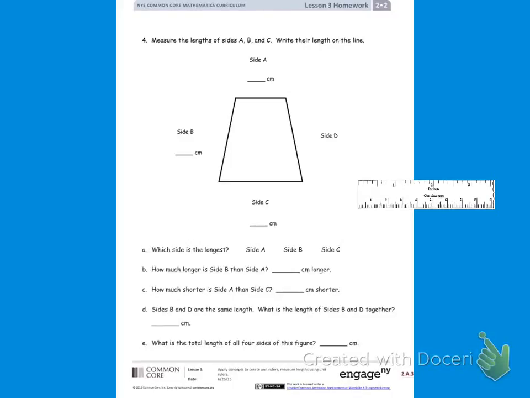Module 2, Lesson 3 continues with the same objective on this page: apply concepts to create unit rulers and measure lengths using unit rulers. I have inserted a centimeter ruler in order to demonstrate how to correctly measure the sides of this figure.